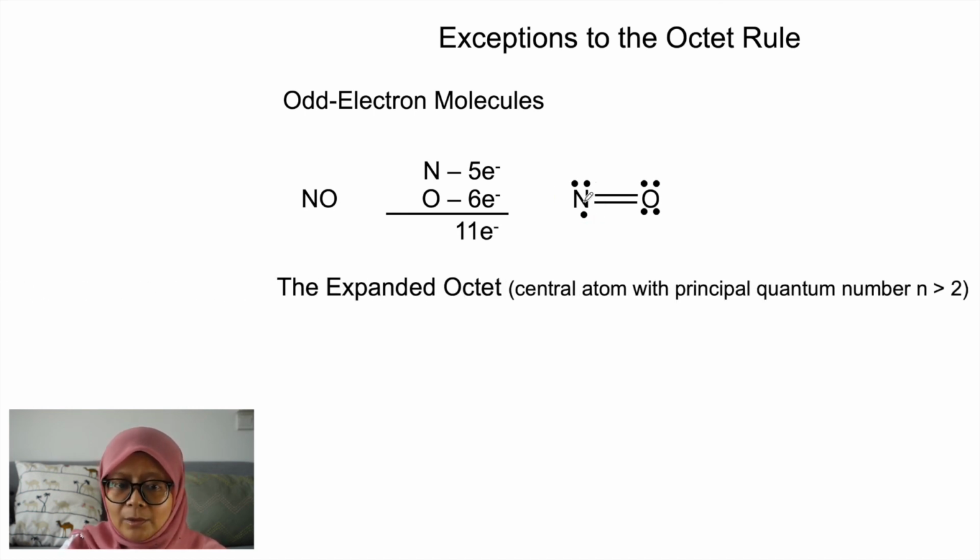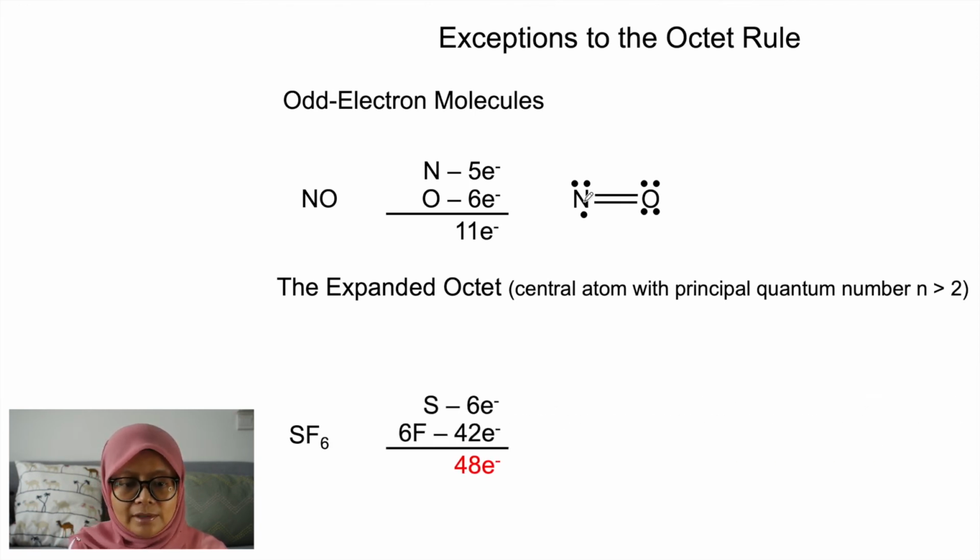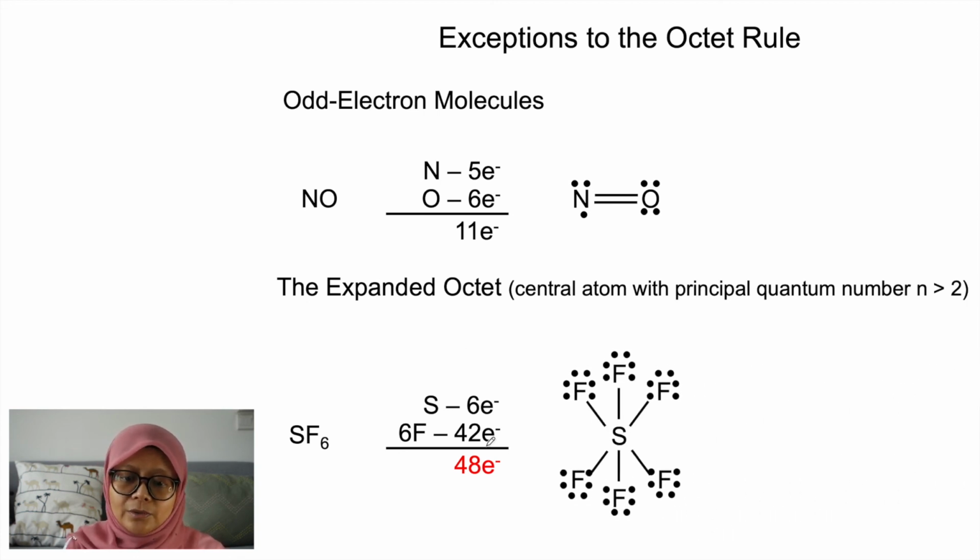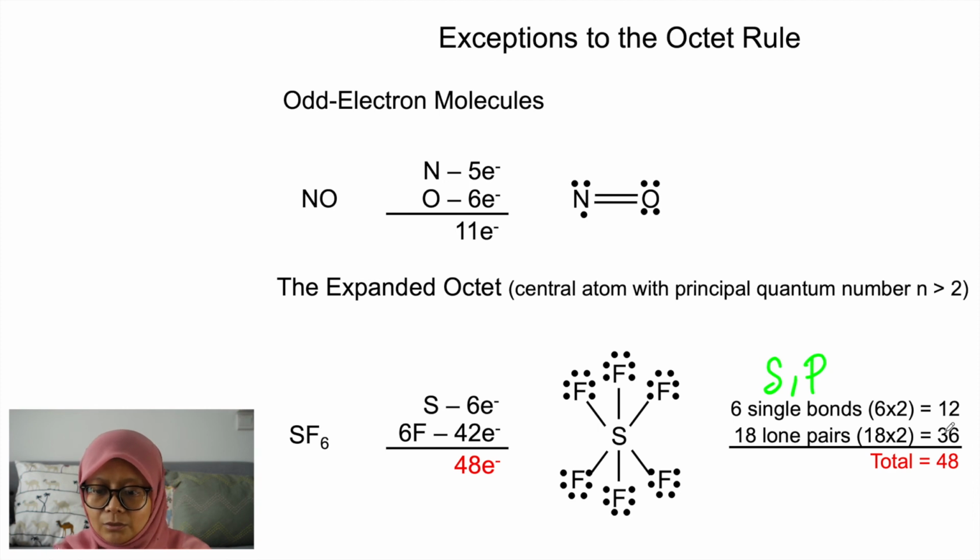And then last but not least, we have the third one, the expanded octet. Expanded means more than 8 electrons surrounding the central atom. So an example here is sulfur hexafluoride. We have 6 bonds, or 12 electrons surrounding the sulfur. Other than sulfur, we can usually find examples using phosphorus. Sulfur and phosphorus. Then you need to calculate the electrons surrounding the sulfur.